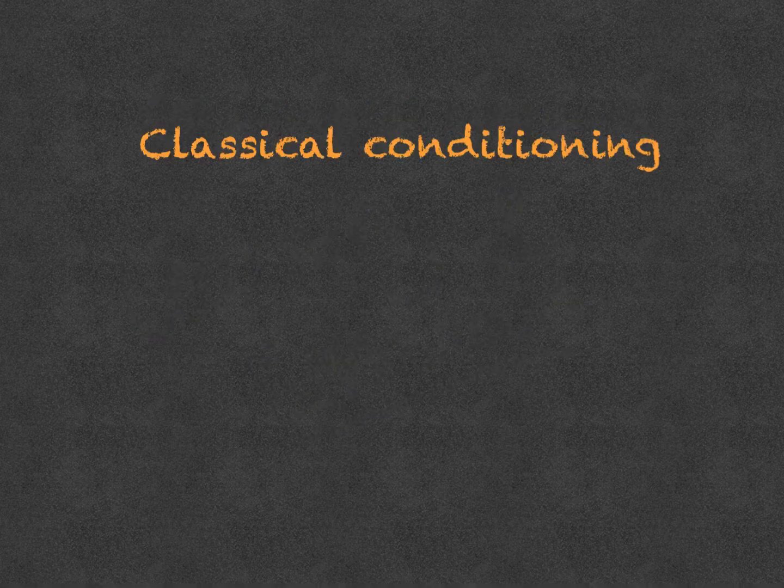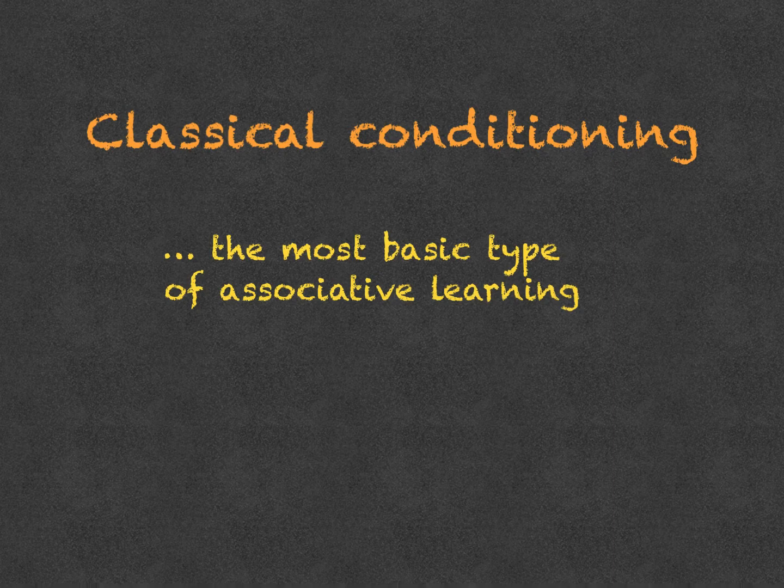So within the behaviourist approach, it states that our behaviours and our learning occurs through two different methods. So the first of which is classical conditioning. Classical conditioning is one of the most basic types of associative learning. So the most important word here is associative. So this means that we make an association between one thing and another.